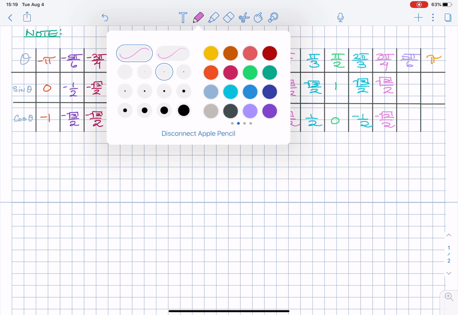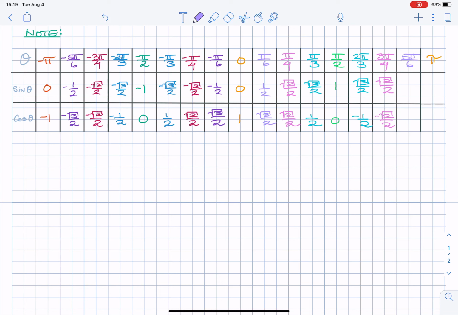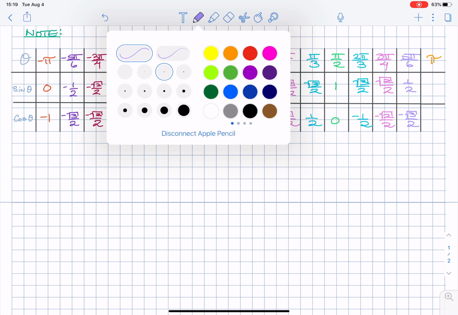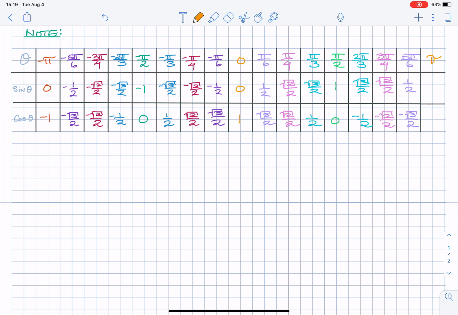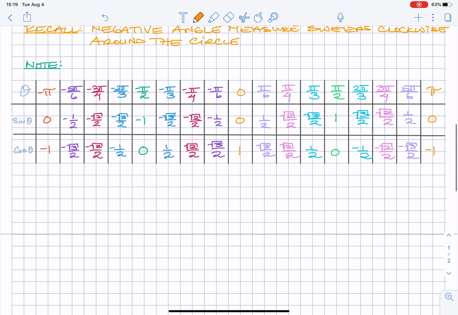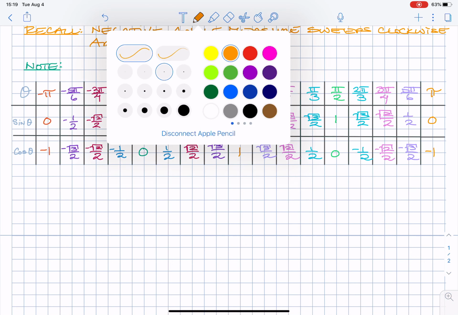And at 5 pi over 6, which has a 30-degree reference angle in quadrant 2, my y coordinate is the smaller guy 1/2, but my x coordinate is -√3 over 2. Finally, going full circle, pi is the same as -pi. My y coordinate is 0. My x coordinate is -1. Now this is a lot to look at, so let's note what I'm going to do.